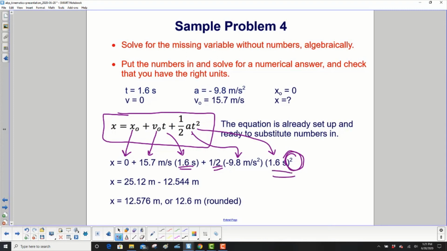Put in the numbers and we get 12.576 meters, but our rule is we just take 3 digits. I mean, that's our rule. It's not a big thing, but again, we're more interested in you knowing the physics here than worrying about significant figures. So it's 12.6 meters.